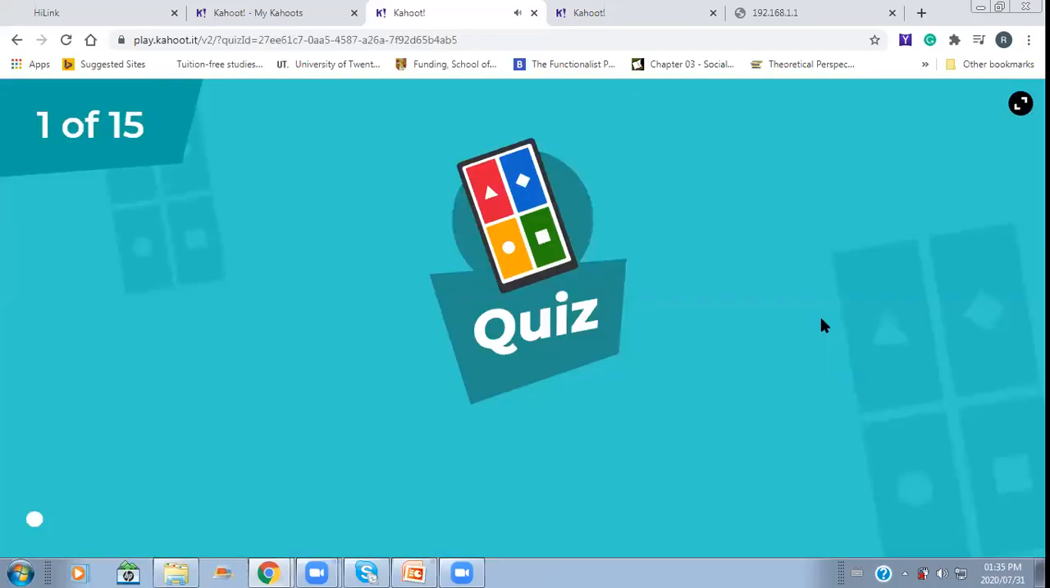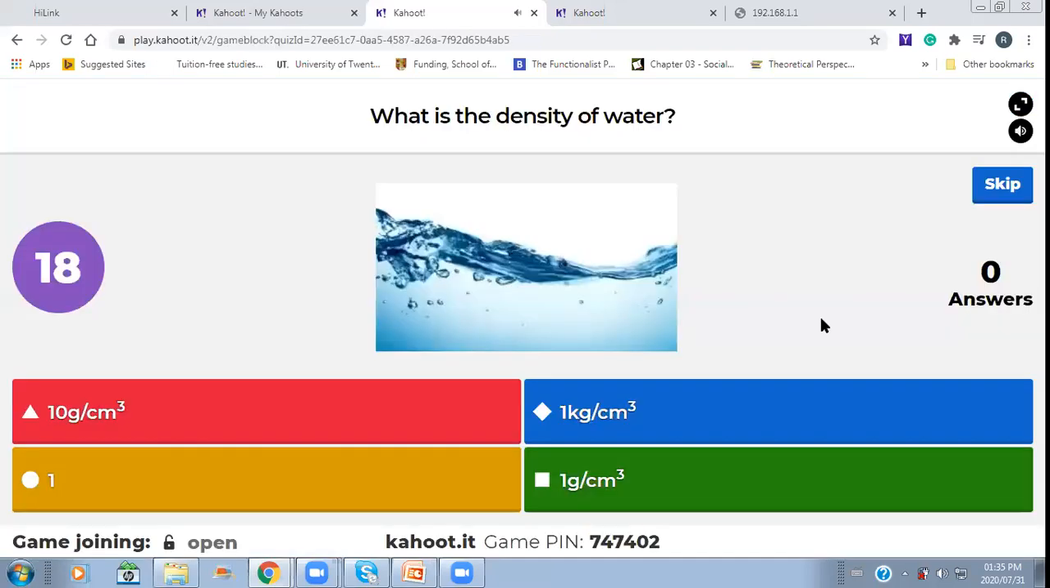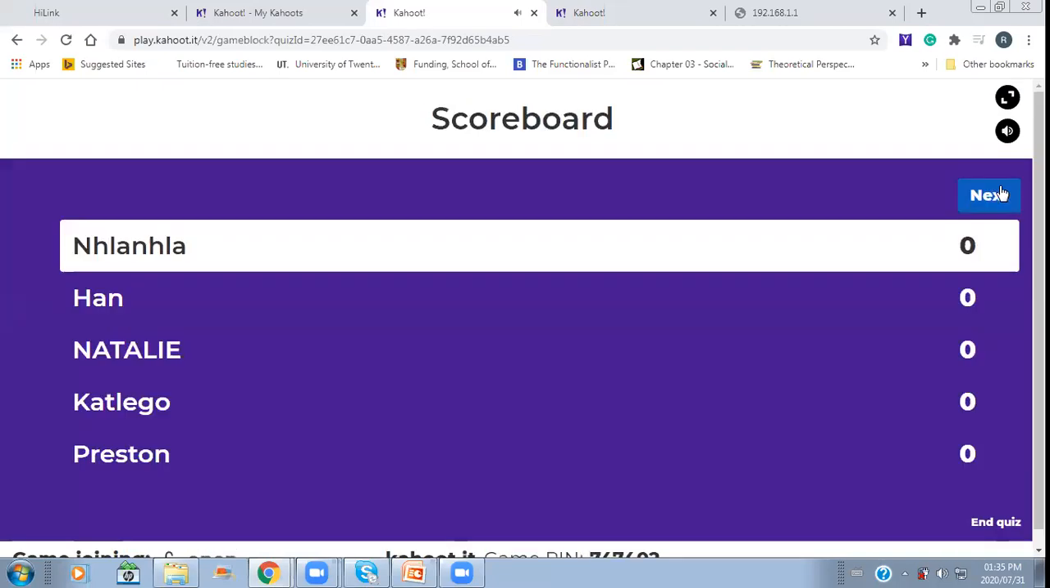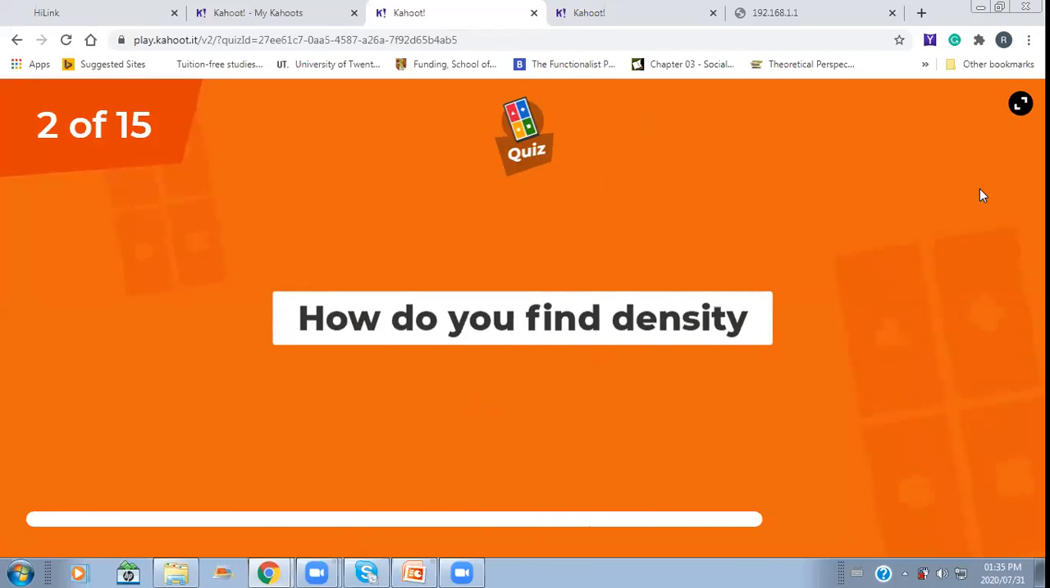What is the density of water? Let's keep going. The faster you answer, the higher the marks you get. Perfect. You all got it right, most of you. The first person to answer was Atlanta. Let's go to the next. I hope the time will be okay for us.